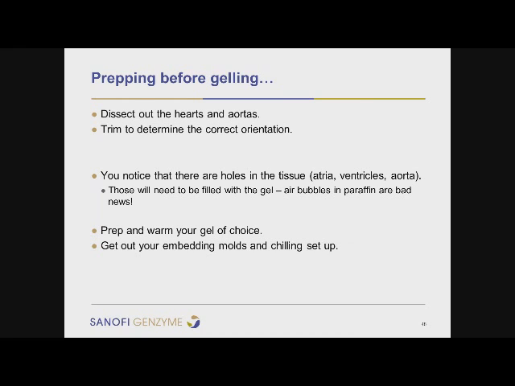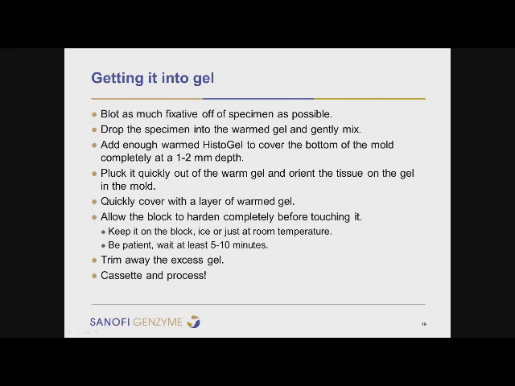It's no fun. So in order to start the embedding process, I have to prep and warm my gel and then get out the embedding molds and set up that same chilling setup that I showed you before. Getting them into gel involved quite a few steps. First, I'd blot off as much fixative from the specimen as possible, and then I would drop my specimen into some warmed histogel and just kind of mix it around a little bit. Then I would go to my embedding mold and add enough warmed histogel to cover the bottom of the mold, again at about a 1 to 2 millimeter depth.